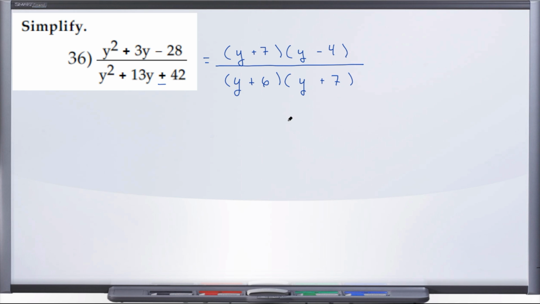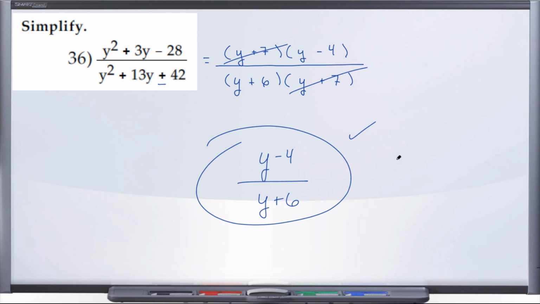So there we go. And now that we've factored our numerator as much as possible, and the denominator as much as we can, are there any terms that we can cancel out? And remember, in order to be able to cancel, the factors have to be exact. And so looking here, we can see a y plus 7 and a y plus 7. So those go away. And so we're just left with y minus 4 over y plus 6. And there you have your final answer for number 36.